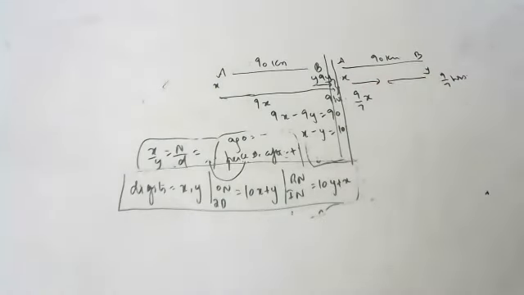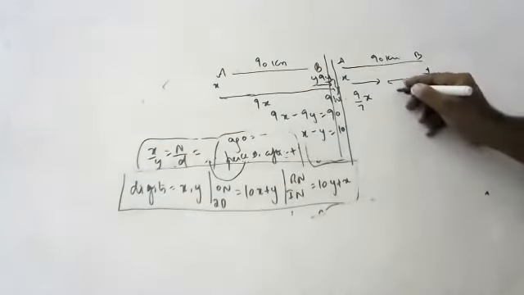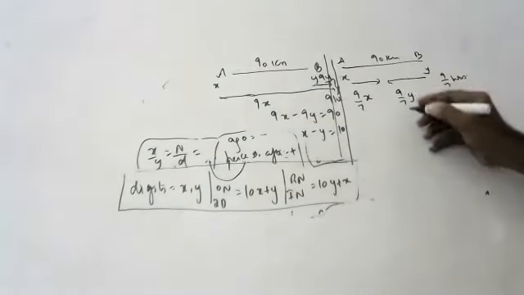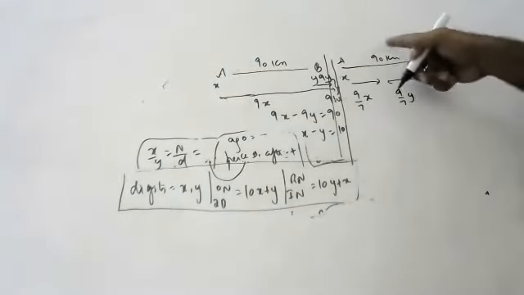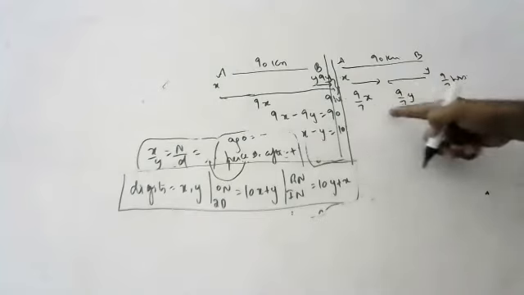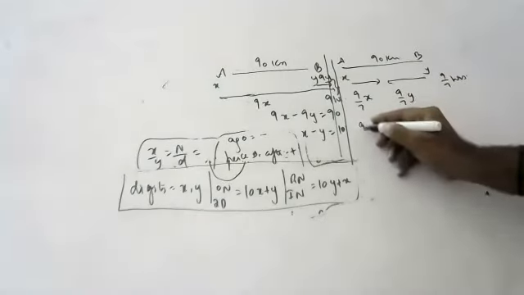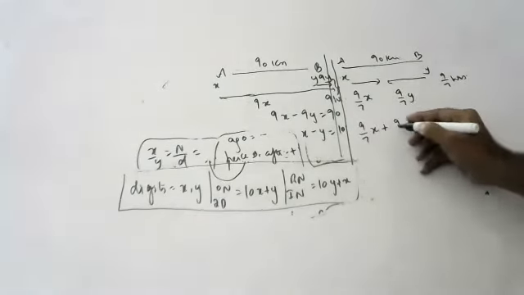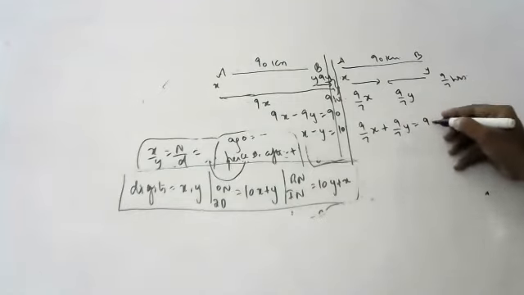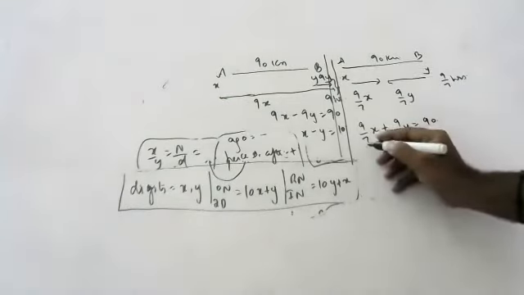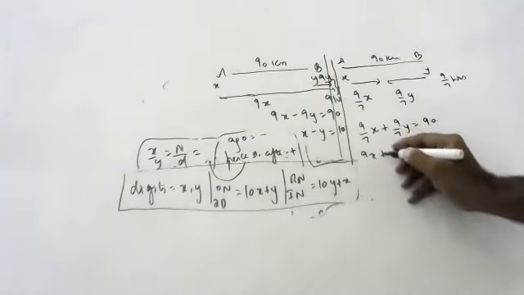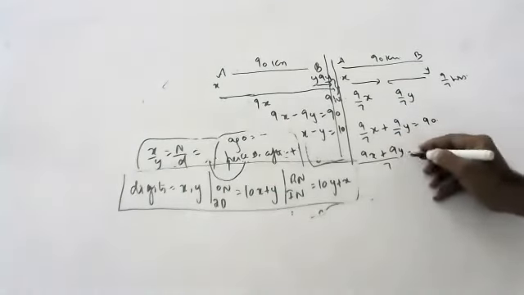Now, in 9 by 7 hours, how much will this fellow travel, children? 9 by 7 x. And this fellow will travel 9 by 7 y. So, children, this distance plus this distance is how much? 90 kilometers. 9 by 7 x plus 9 by 7 y is equal to 90. So, 9x plus 9y by 7 is equal to 90.